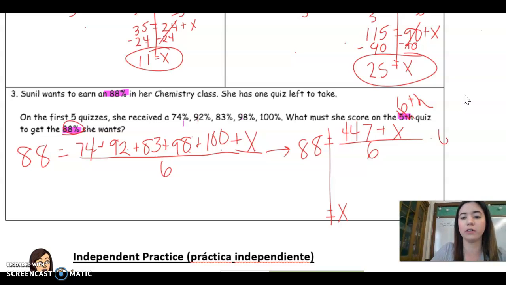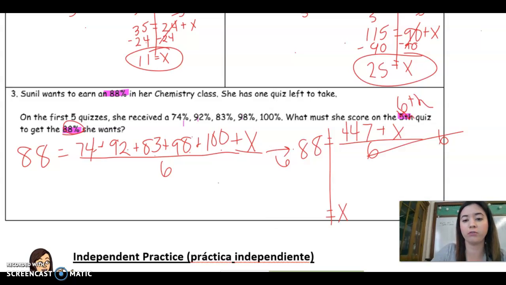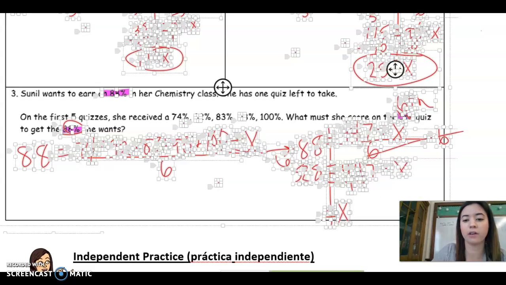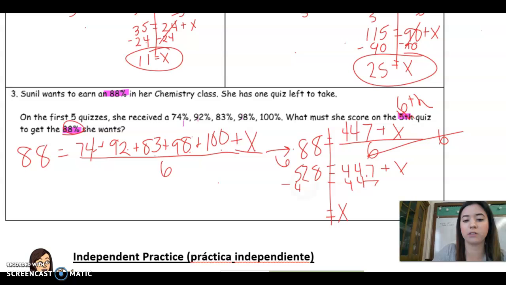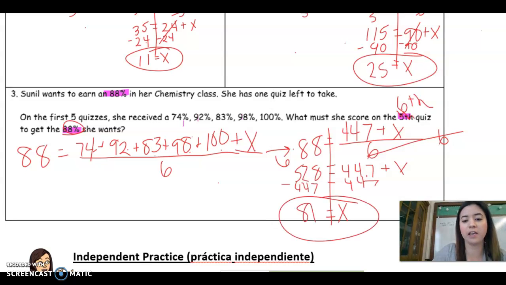All right, first things first, times both sides by 6. 88 times 6, 528 equals 447 plus x, and subtract that 447 on both sides. Minus 447, 81. So that means to get the 88% she wants, she needs to make sure she gets an 81 on her 6th quiz to get the 88.